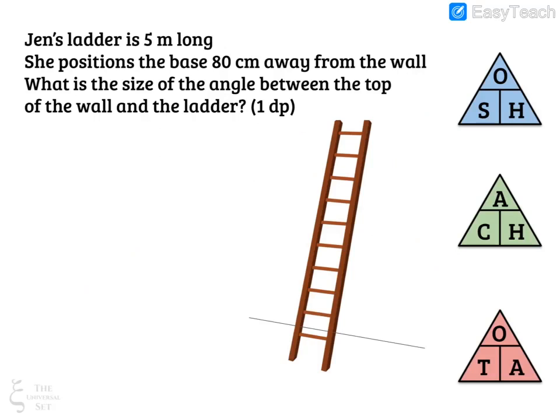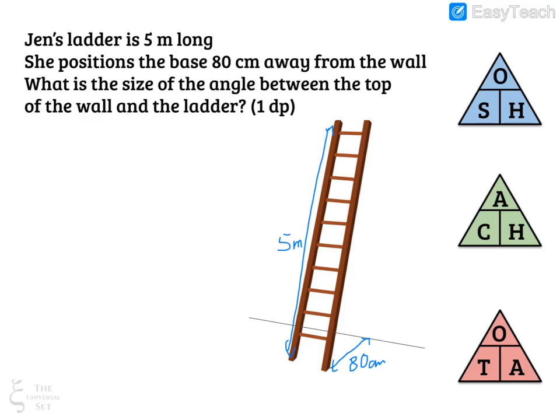So let's think about this picture here. What do we know? We know the ladder is 5 metres long, so that is this bit here, isn't it? That's all that length up there. That's a very wobbly line now. I'm going to try that one more time. That's better. So we know that that length there is 5 metres. What else do we know? The base is 80 centimetres away from the wall, so that distance there is going to be 80 centimetres.